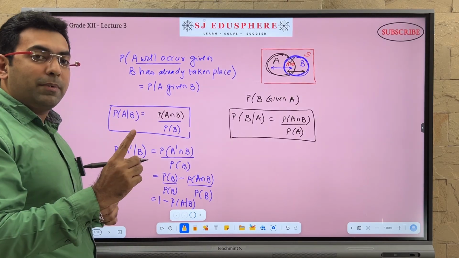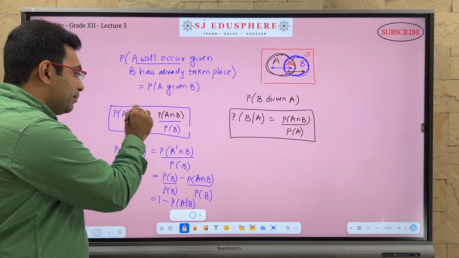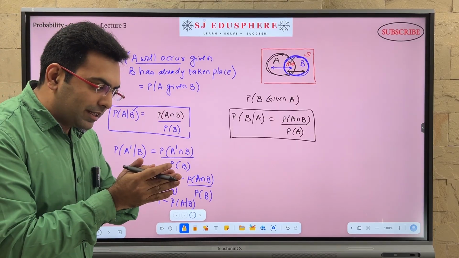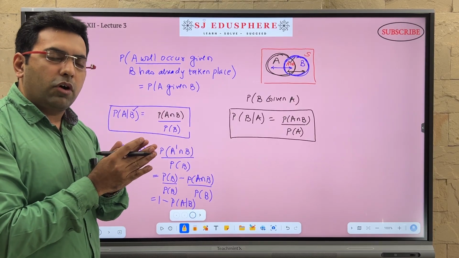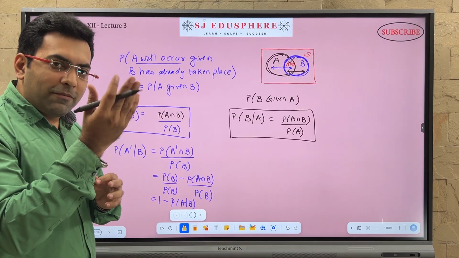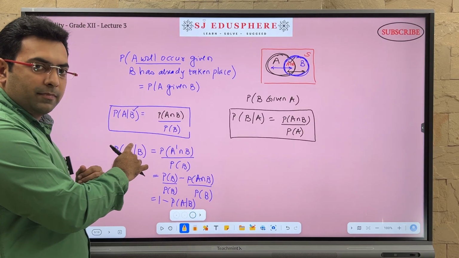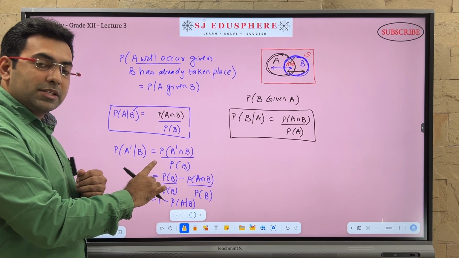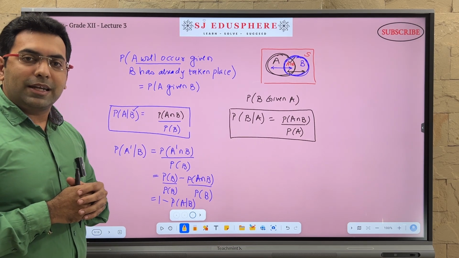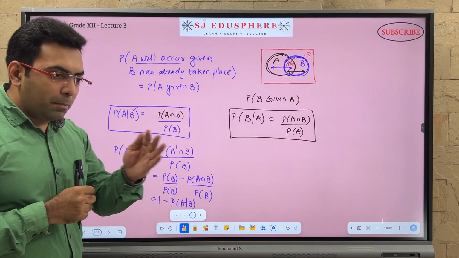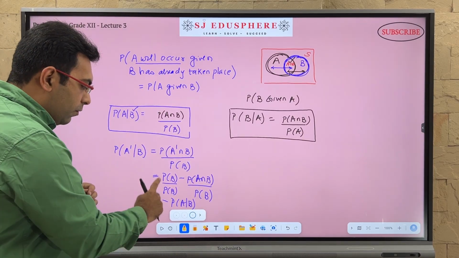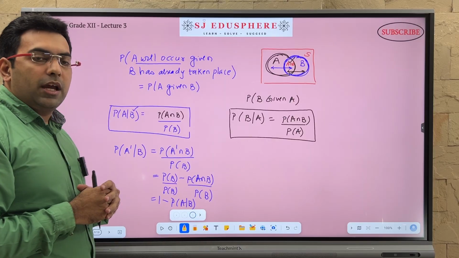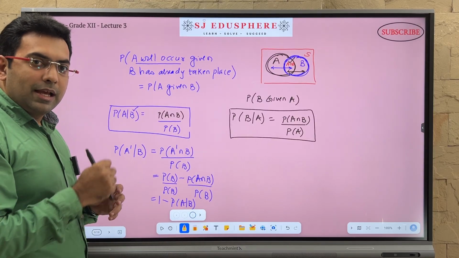So what has happened over here? When event B has taken place, after that A will happen or A will not happen. When I'm finding A taking place, and in my other part of the question is A not taking place, we know total probability is 1. So 1 minus A happening will give you probability of A not taking place.